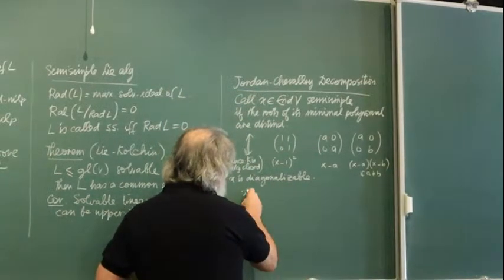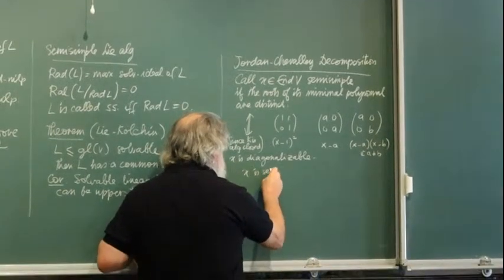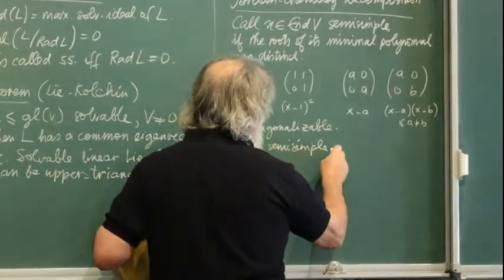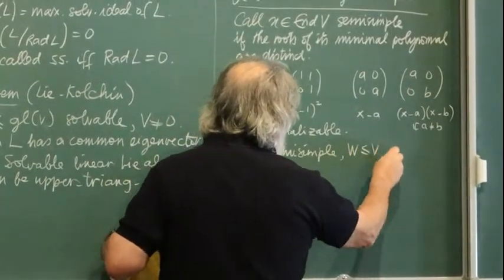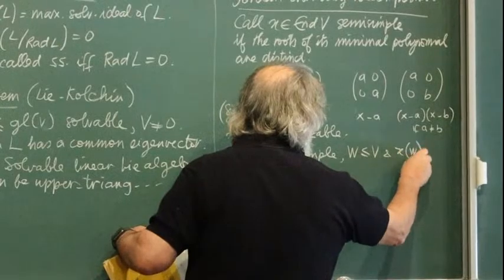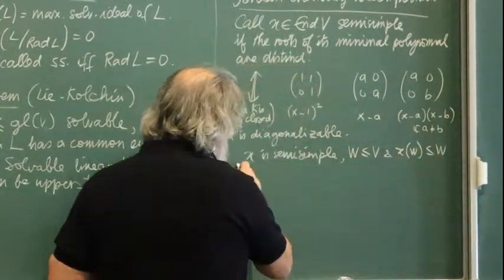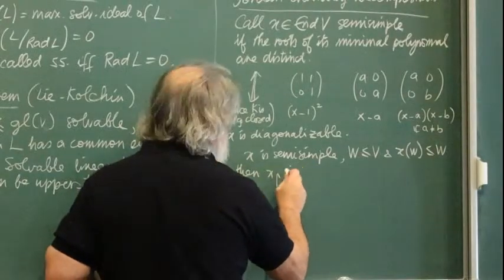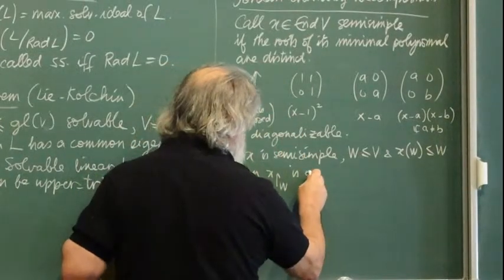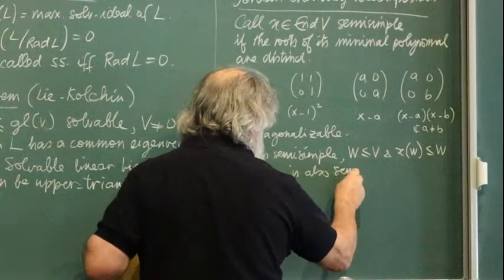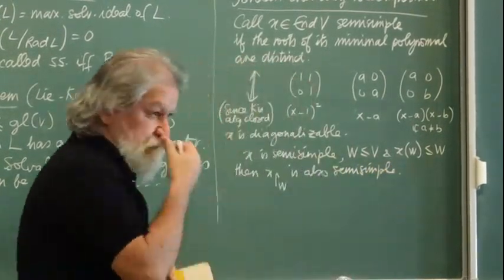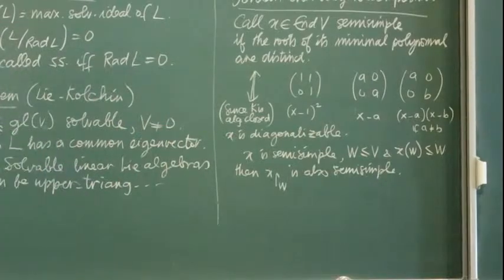If X is semi-simple, W inside V, and X of W is inside W, then you can extend X to W, it is still semi-simple.